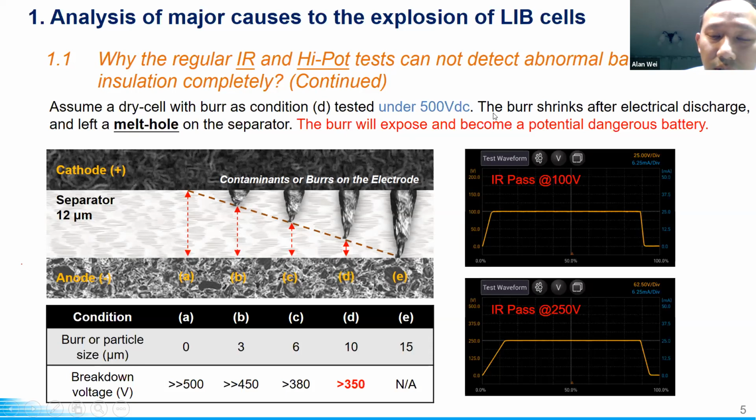However, for the burrs you can see here, if we apply a higher voltage on this kind of subject, then the burr shrinks after electrical discharge and leaves a melt hole on the separator. This kind of burr will be exposed and become a potentially dangerous battery. And we will show the animation later.